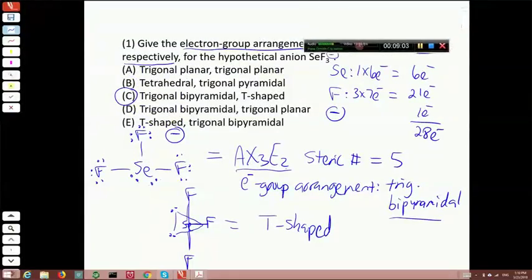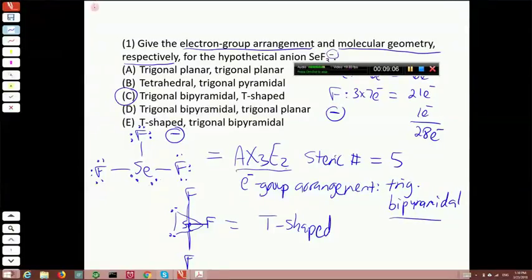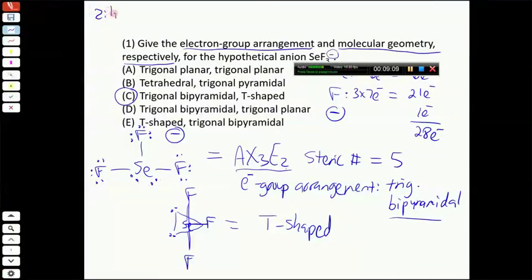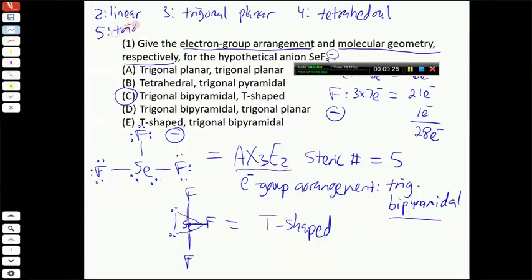It's a little bit annoying to insert blank pages on this, so I'll just try to do it at the top. All right, so if we have steric number of 2, that's going to be a linear electron group arrangement. 3 is trigonal planar. 4 is tetrahedral. 5 is trigonal bipyramidal. And 6, which is as high as we go, is octahedral. All right, so those are the 5 possibilities.